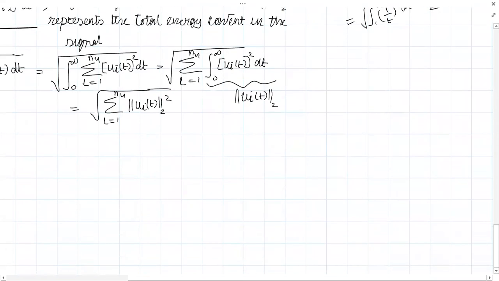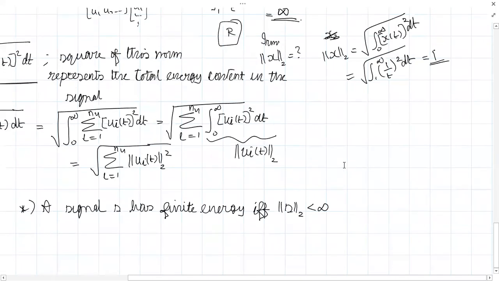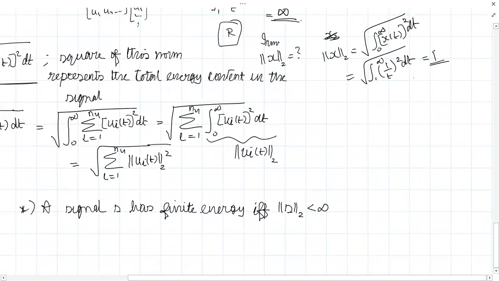So I can write as a point: a signal S has finite energy if and only if the 2 norm is bounded. This means it is bounded. In this case, we got the 2 norm as 1. So the signal has bounded energy content, or it has a finite energy content.